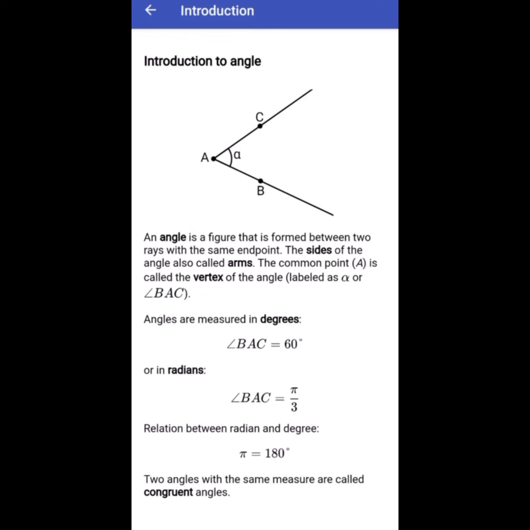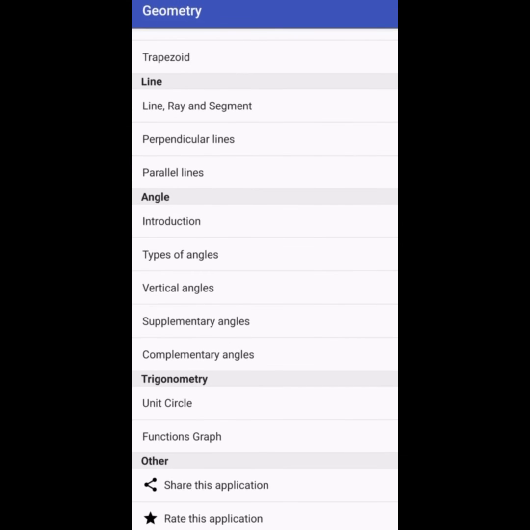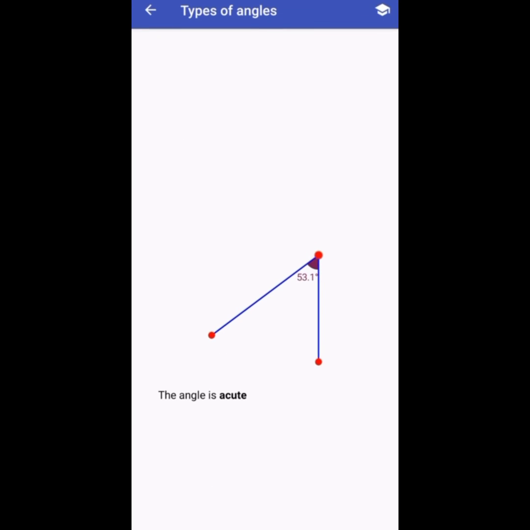An angle is a figure that is formed between two rays with the same endpoint. The sides of the angle are also called arms. The common point A is called the vertex of the angle, labeled as alpha, or in that form. Angles are measured in degrees or in radians. Relationship between radian and degrees. So now let's talk about the types of angles.